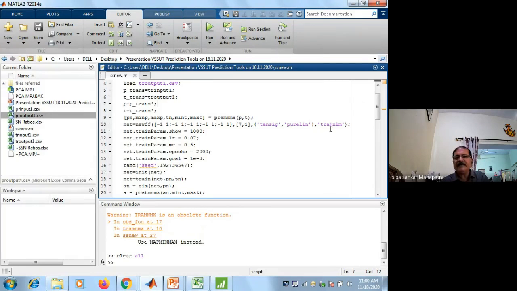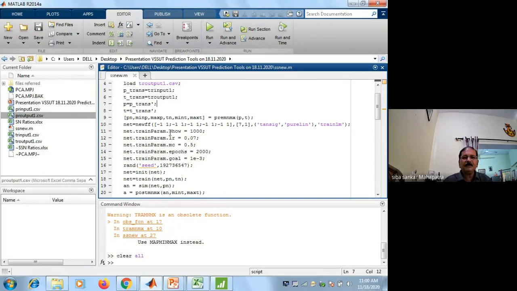And then trainlm, this is for the neural network. You have to define trainlm. L defines the learning parameter, M defines the momentum parameter. There are a lot of functions available in the toolbox, but since you are using the learning rate and the momentum rate, that's why you have used trainlm.